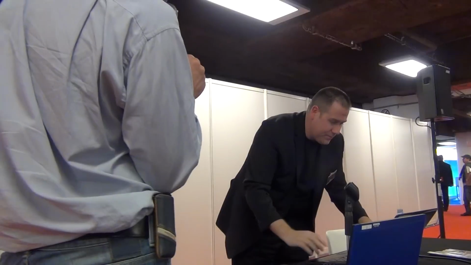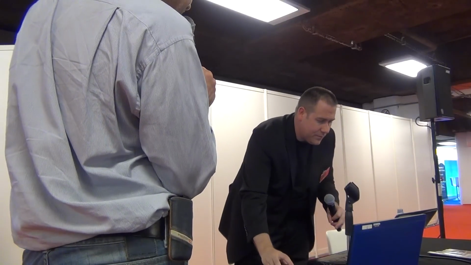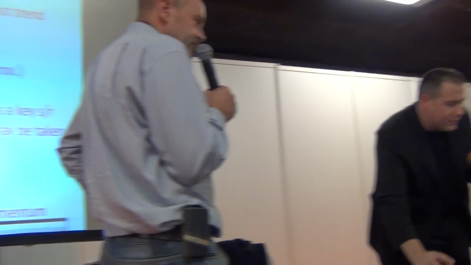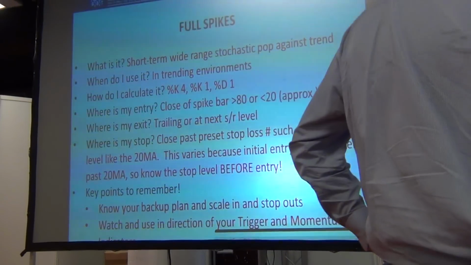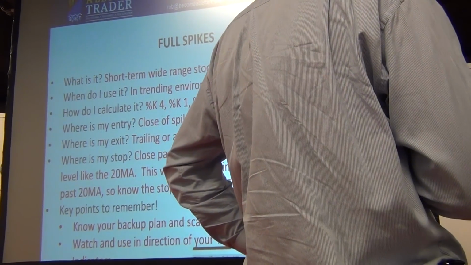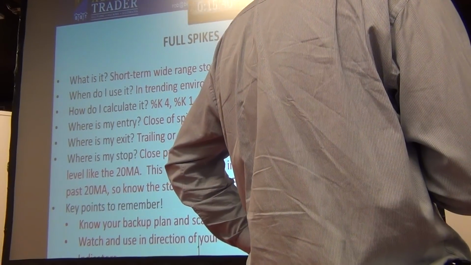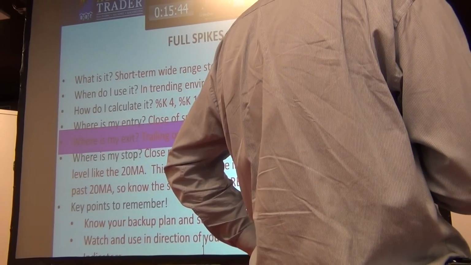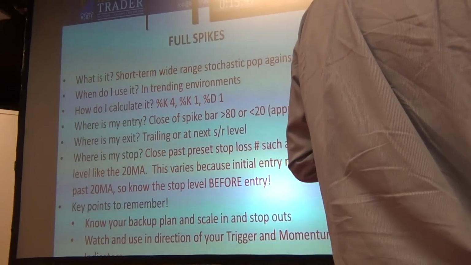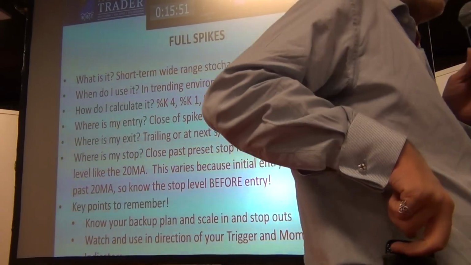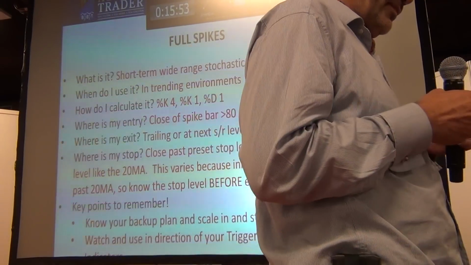So you use horizontal support to make your trading? Yeah. So let's go back and look at the rules. So where is my exit? Let's see if I can get this up here for you. The exit is trailing or the next key support resistance level. So it's either or, depending on how much room I have left.